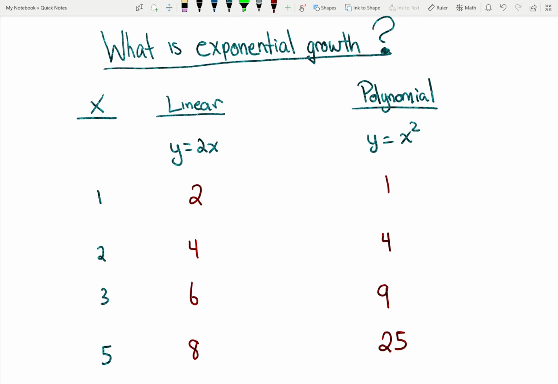And linear is really, you have an equation like a line, y equals mx plus b. So our slope here is 2 and our y-intercept is 0. So here's our function for our linear growth model, which is 2x.